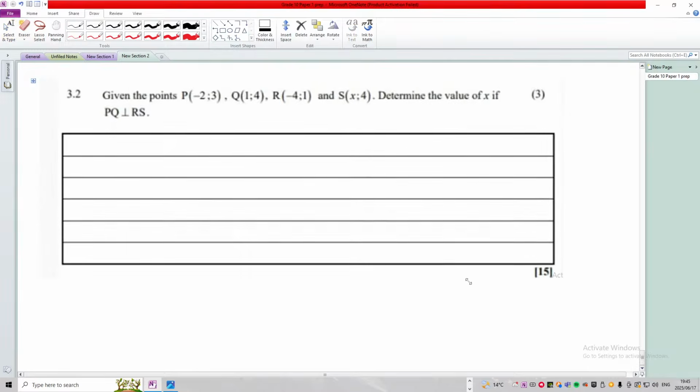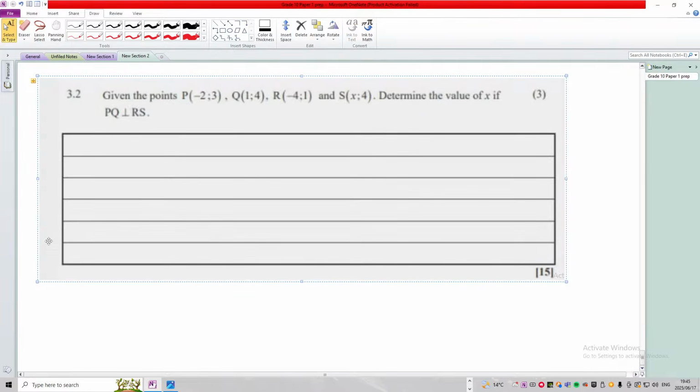Let's look at, given the points now, this is a good question here. What method must I use here? Now, when you read a question, the first thing you ask yourself is, okay, determine the value of x if PQ is perpendicular to RS. Am I going to find x? That's my first question.